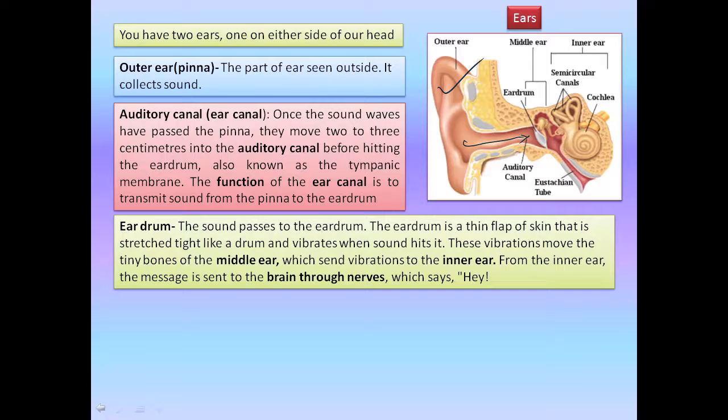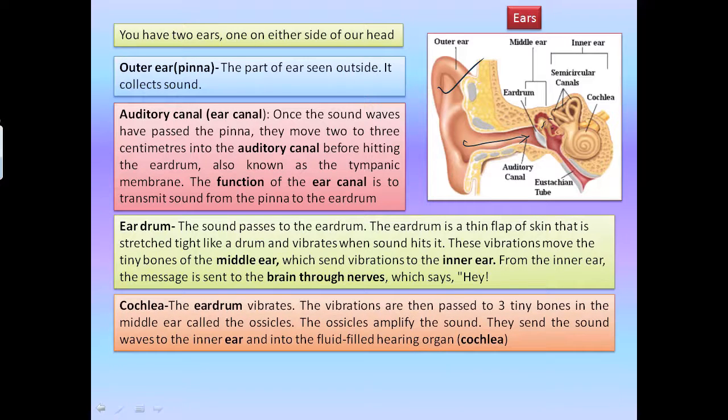Next, the eardrum. The sound passes to the eardrum. The eardrum is a thin flap of skin that is stretched tight like a drum, and it vibrates when sound hits it. These vibrations move the tiny bones of the middle ear. When sound vibrations reach the inner ear, a message is sent to the brain through the nerve.